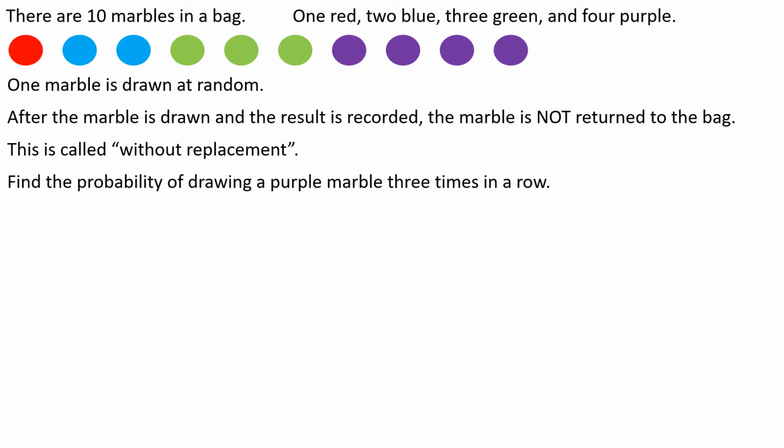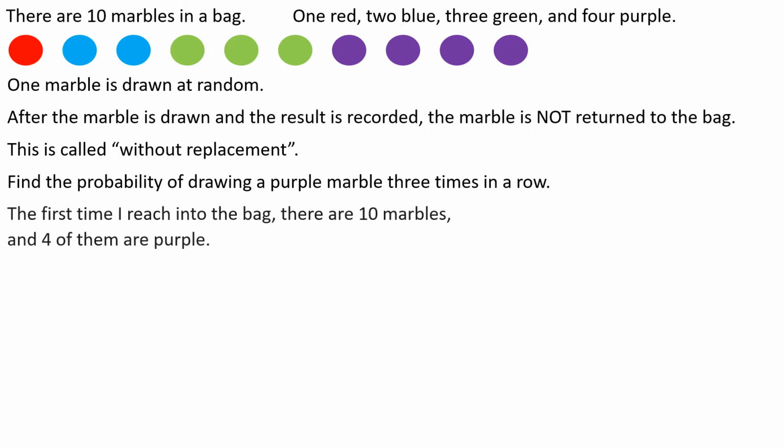So let's see what would be the probability of drawing a purple marble 3 times in a row. Well, first time I try to draw a purple marble, there'll be 10 marbles in the bag. 4 of them are going to be purple. So the first time I try to draw a purple marble, I will be successful 4 times out of 10, which reduces to 2/5.